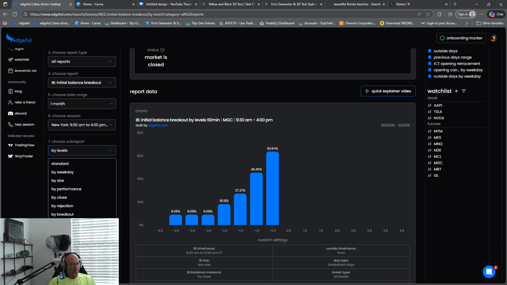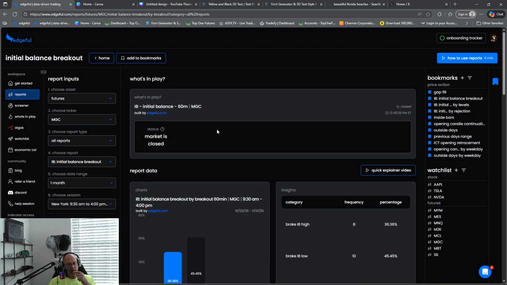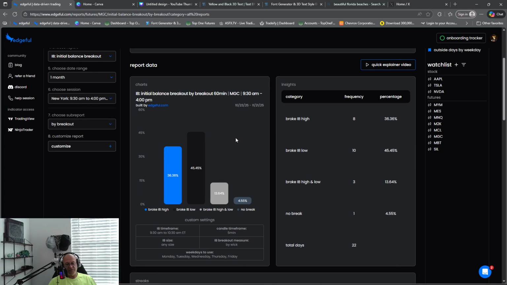Breakout. Okay. Let's just take a quick look at buy breakout. And all this is doing is breaking down the standard report. So the standard report said we had a 90% chance of us only doing a single-sided break. Well, which side has been breaking more? And you can pretty much know the answer to that question if you follow gold.